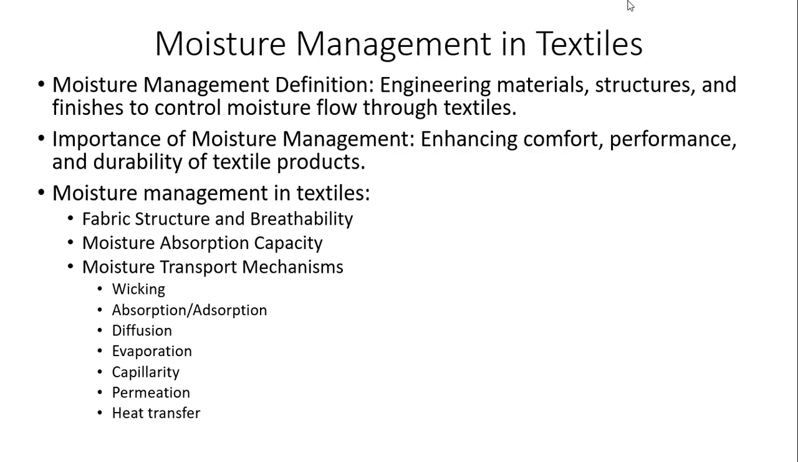So when you look at the moisture management in textile, we are basically looking at three aspects. That is fabric structure and the breathability, moisture absorption capacity, as well as the moisture transportation mechanism. So the moisture management is basically controlled through these three aspects. The first one, fabric structure as well as the breathability, and the moisture absorption capacity is also important, and then the moisture transportation mechanism.